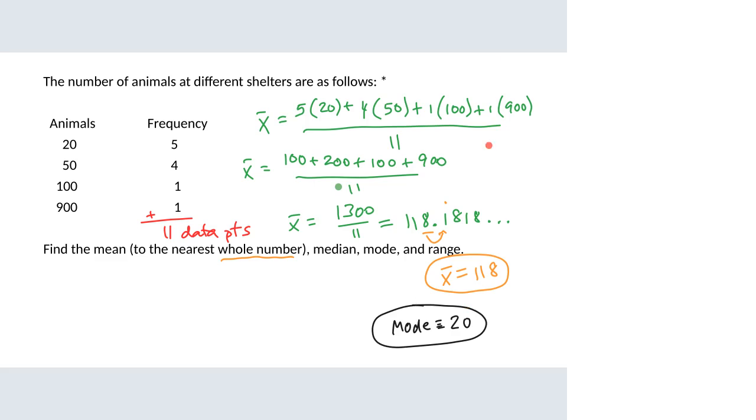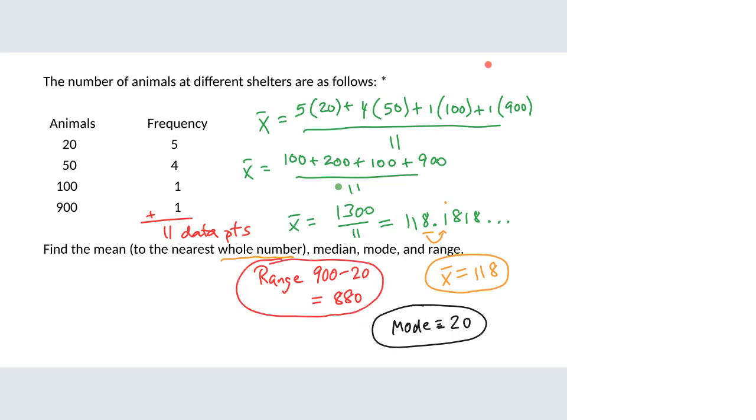We need a range. Let's see, the range is going to be 900 minus 20. Wow, that's a big range. That's what, 880? Yeah, a goofy number like that. I'm going to just make sure with my calculator. Sure enough, the range is 880.